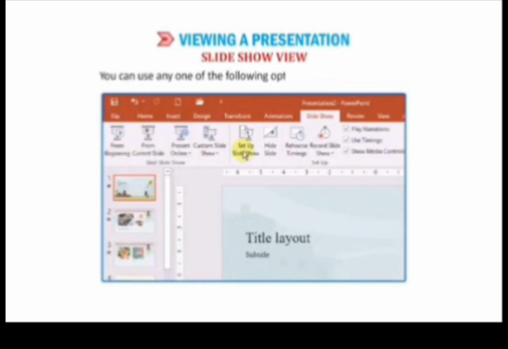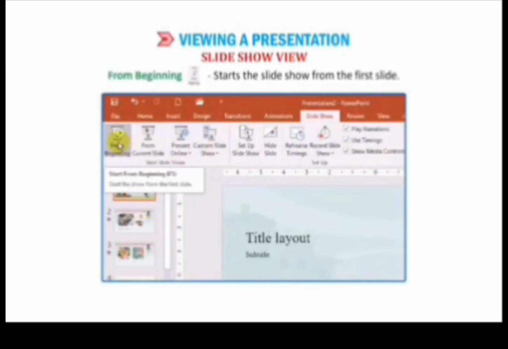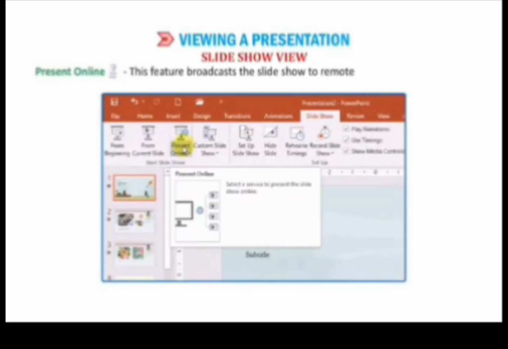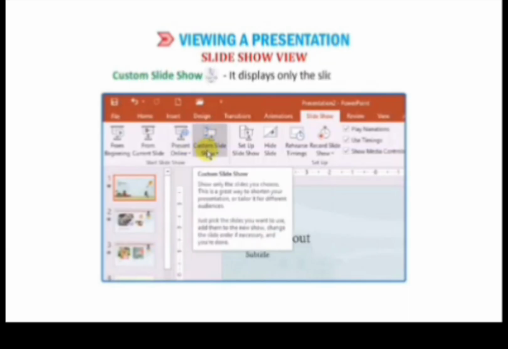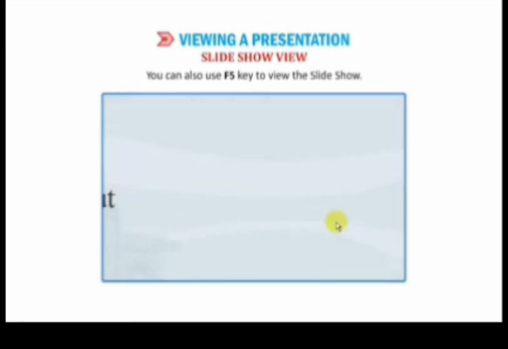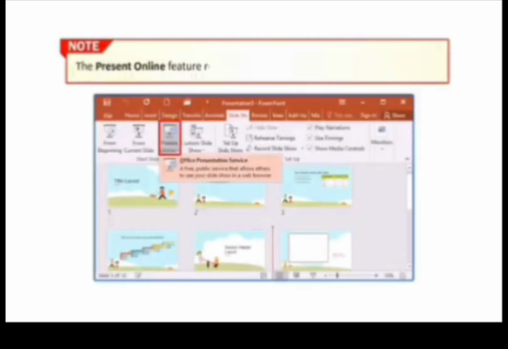You can use any one of the following options to run the slideshow. From beginning starts the slideshow from the first slide. From current slide starts the slideshow from the current slide. Present online broadcasts the slideshow to remote viewers who can watch it through a web browser. Custom slideshow displays only the slides you select. You can also use the F5 key to view the slideshow. Students, note the fact that the present online feature requires a network service to host the slideshow. You can send the link URL of your presentation to your audience by email.